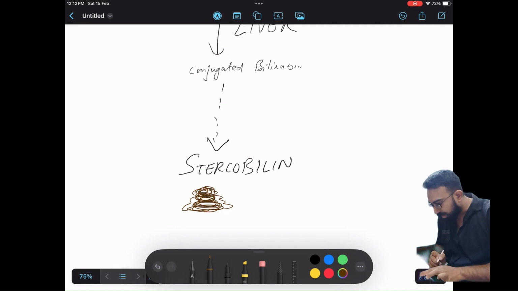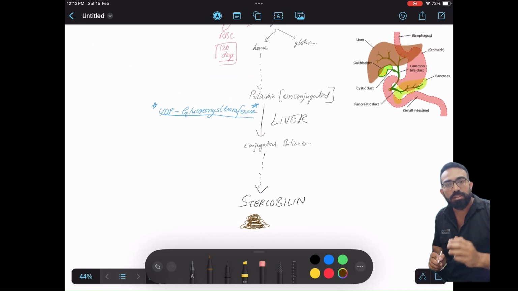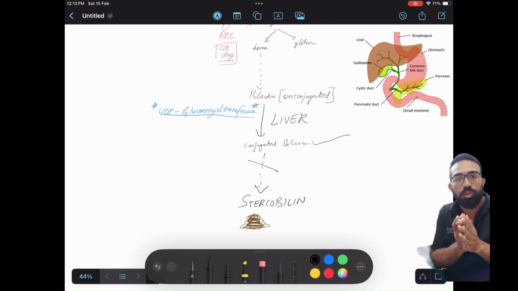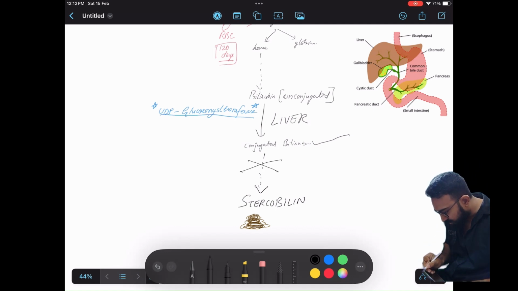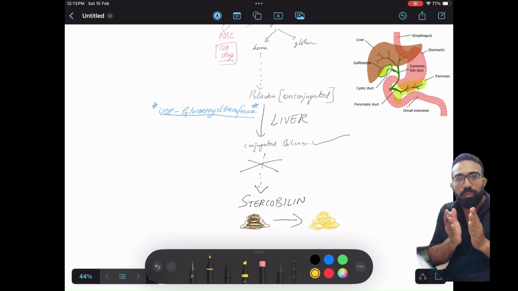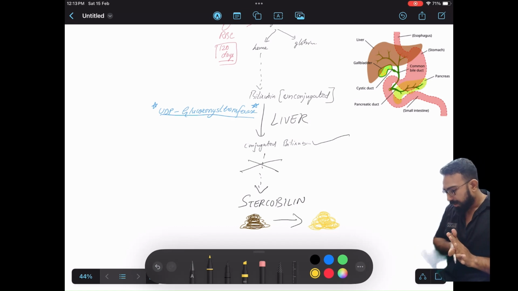Now, let's look at the cycle once again. If the cycle is disrupted at this particular stage, stercobilin won't be there in the stools. So the stools will be of which color? They will be pale. They won't have the same normal color. So if a patient has pale stools, then what you need to expect is that there is disruption of bilirubin metabolism. This is what you should infer from the patient's symptoms.